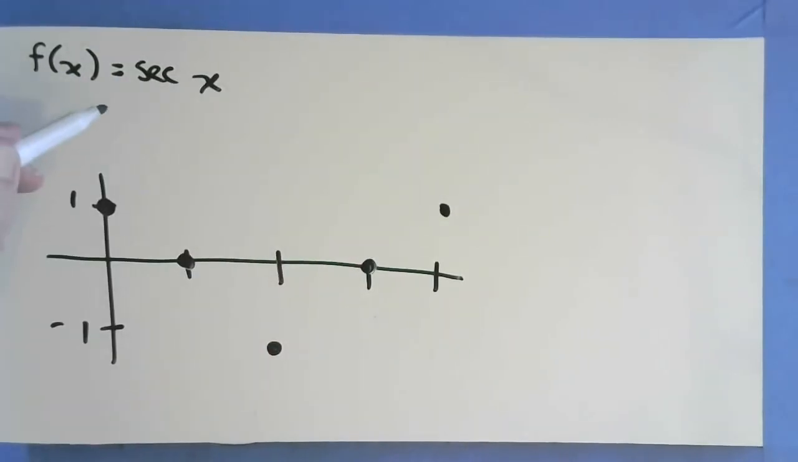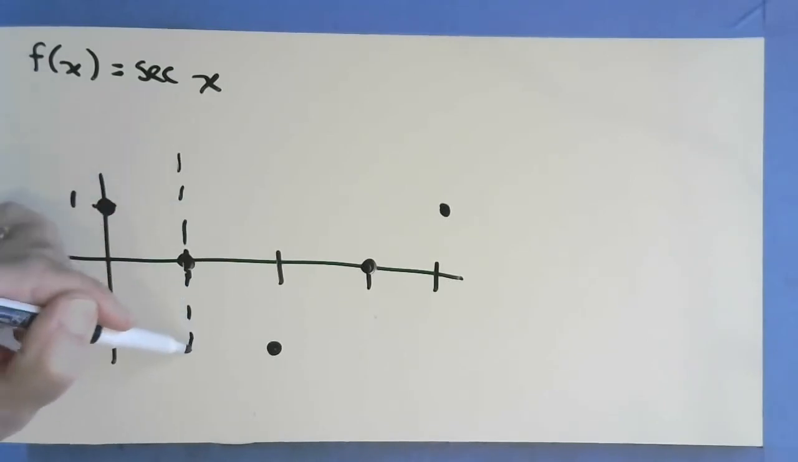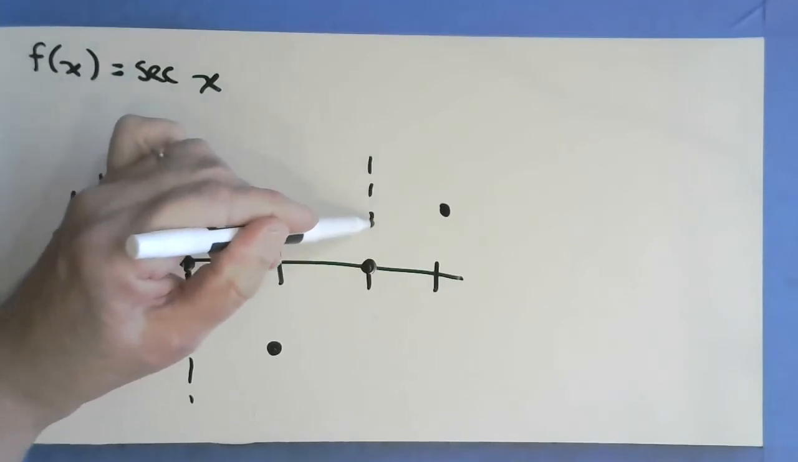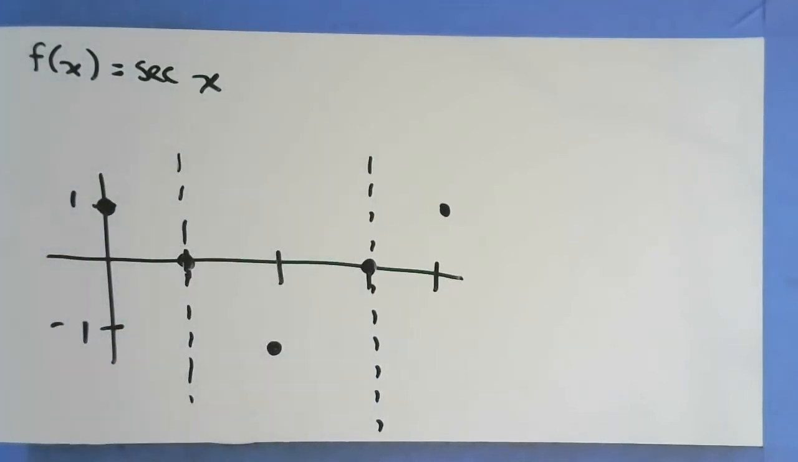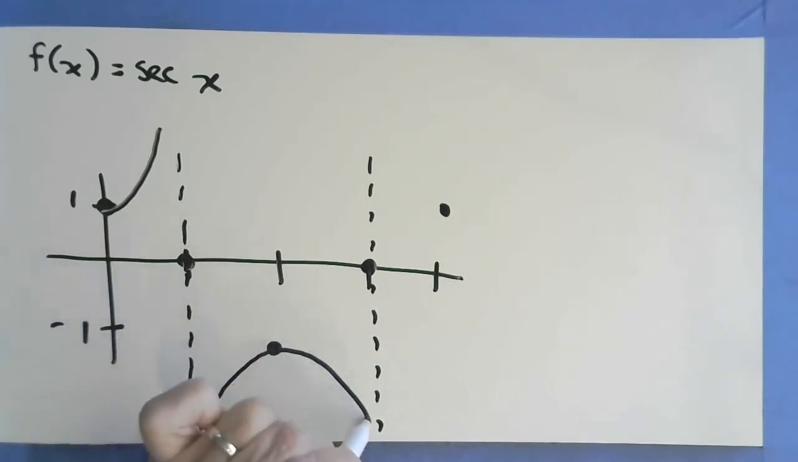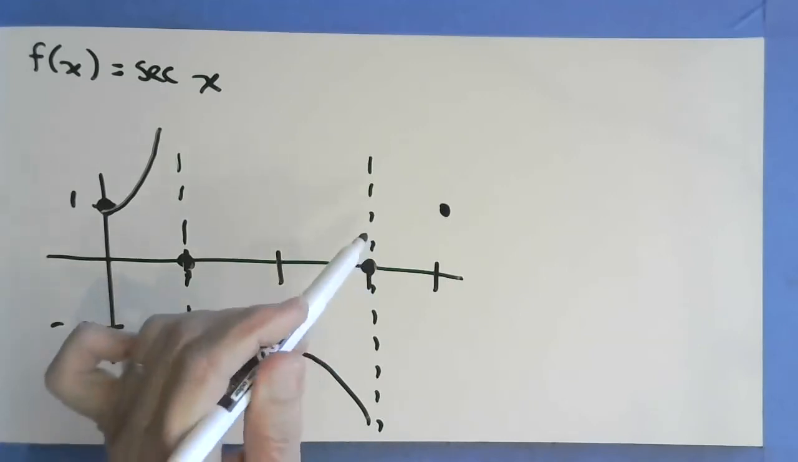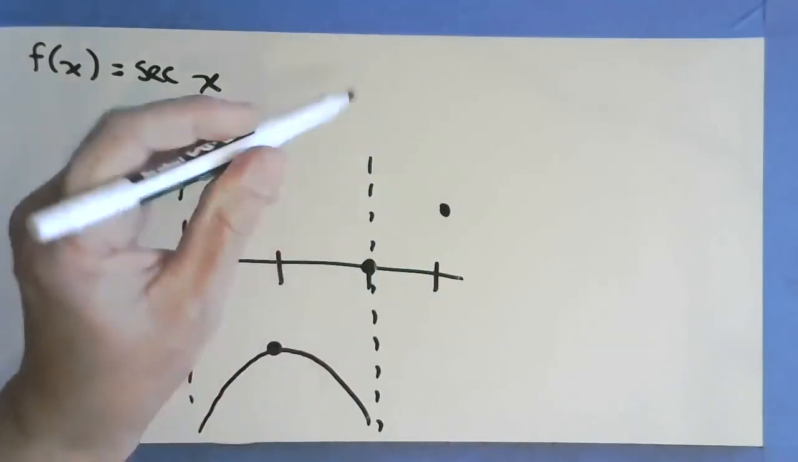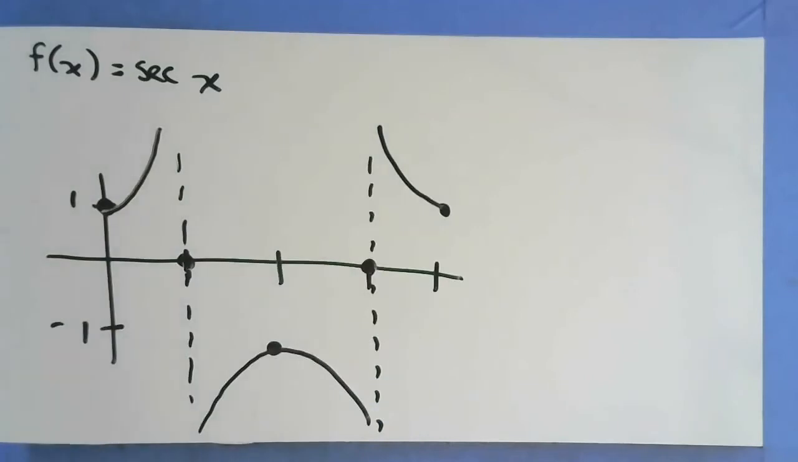But for secant, because cosine is 0 here, we turn it into an asymptote. Cosine would be positive here, so secant is up this way. Cosine would be negative here, so secant is negative this way. And cosine would be positive here, so secant is positive that way.